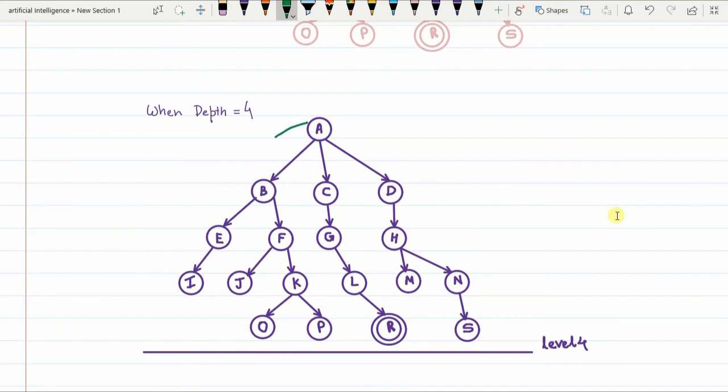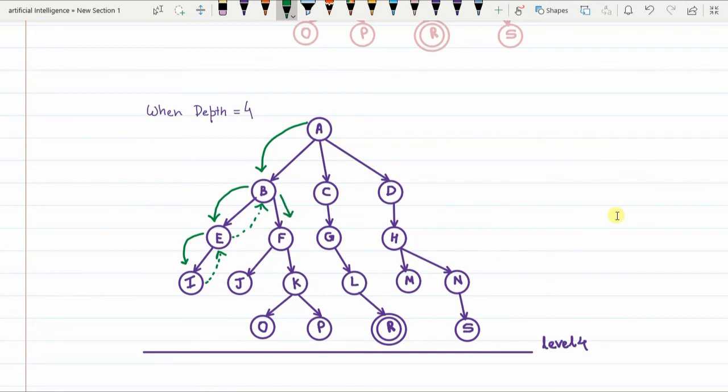From A we can choose any one, let's say B is chosen. From B, E is chosen, suppose. From E we choose I. Reaching I, we realize it's not a goal node and it also does not have any child node, so we backtrack to E. At E we realize that there are no more options left, so we backtrack to B. At B there is another branch left to be considered, that is F, so from B we go to F.